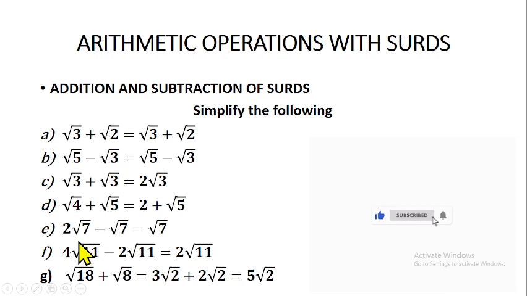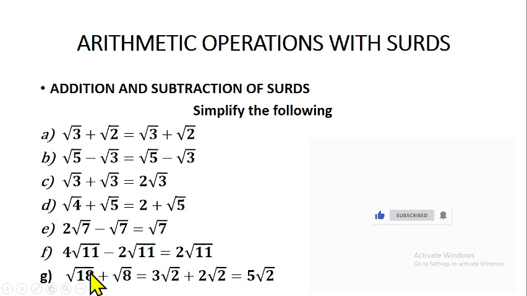Look at this now. We have 4√11 − 2√11. Can we subtract these surds? Yes, we can subtract them. That is 4 of these minus 2 of these. 4 balls minus 2 balls will give us 2 balls. Does that make any sense to us? Then let's look at the last one, number G. 18√18 + √8. Can we add them together now?